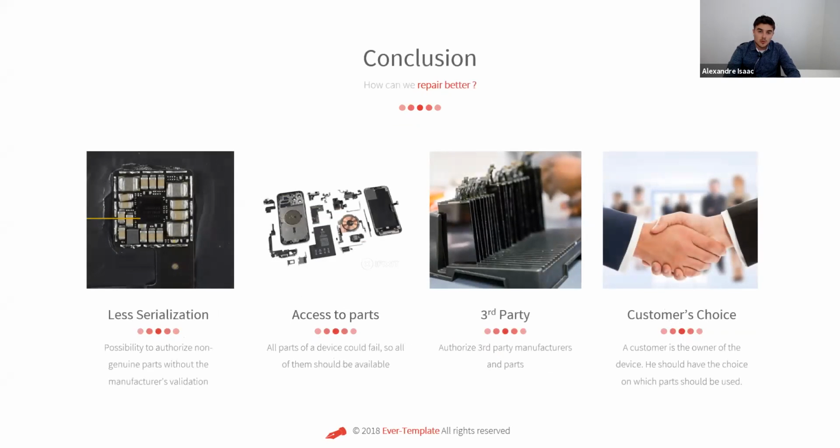So finally, what are we looking at? A few solutions here would be pretty easy. First of all, less serialization, or just the possibility to authorize parts ourselves without needing the original manufacturer's approval. Access to all of these parts would be really nice. Here's a view of iPhone 12. There are many spare parts in it, and we can't buy all of them. Authorizing third-party manufacturers is probably a dream, but today it's how the industry works, and it helps us a lot to be able to repair phones. And finally, when a customer buys a phone, it's his. So what if he had the choice on which parts he wanted to implement into his phone?